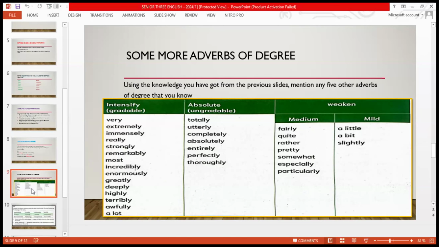Please write them. In case you get any assignment and they ask you to use adverbs of degree, you will have to use them to show an extent. Okay, we can have them. You can take a screenshot, or you write those that you didn't know, or just for record purposes, you write some. 1 minute is gone. Let's move to our very last slide, which has our assignment.